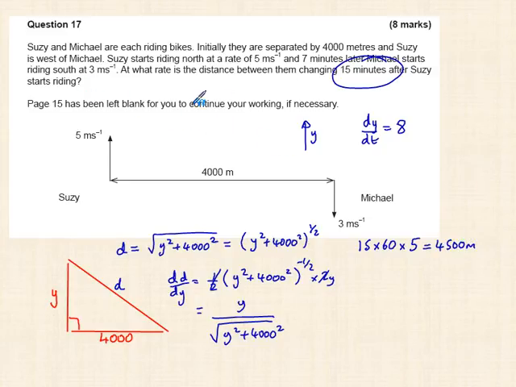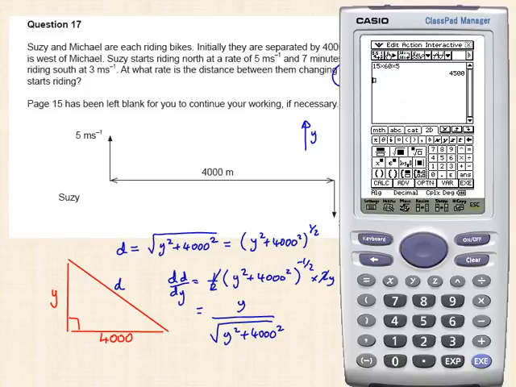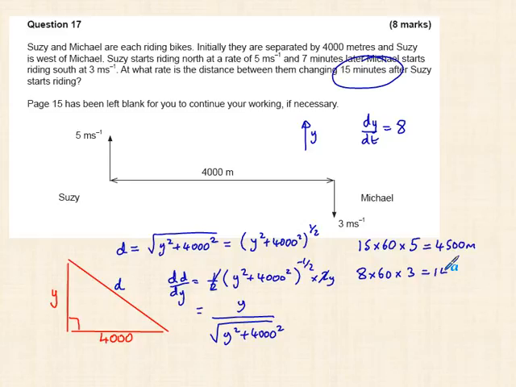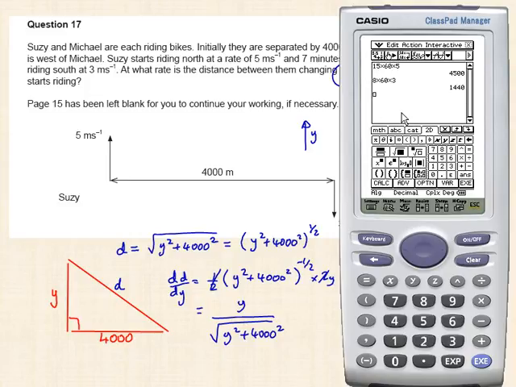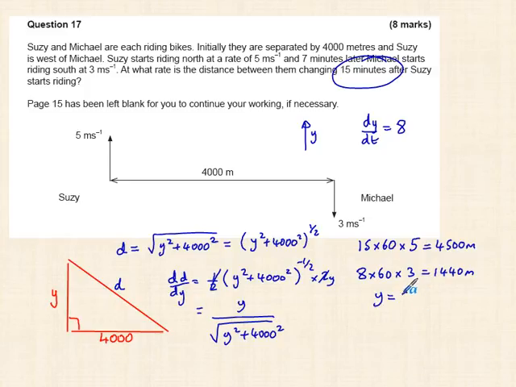And Michael has only been going for 8 minutes. So that's 8 times 60 times 3. So 8 times 60 times 3 gives us 1,440 meters, and that means that y is 4,500. Add the 1,440, giving us 5,940.